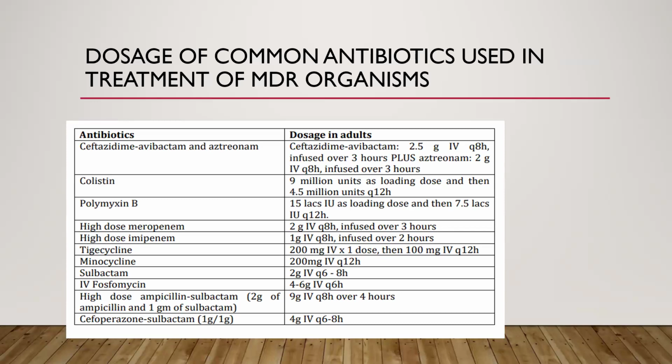Tigecycline 200 mg IV one dose, then 100 mg every 12 hours. Minocycline 200 mg IV every 12 hourly. Sulbactam 2 gram IV every 6 to 8 hours. IV fosfomycin 4 to 6 gram IV every 6 hours. Then high-dose ampicillin-sulbactam, that is 2 gram of ampicillin, 1 gram of sulbactam, 9 gram IV every 8 hourly over 4 hours. Then cefoperazone-sulbactam, that is 4 gram IV every 6 to 8 hours.